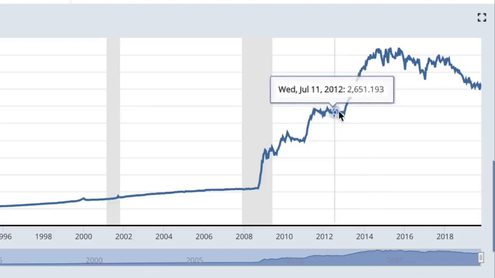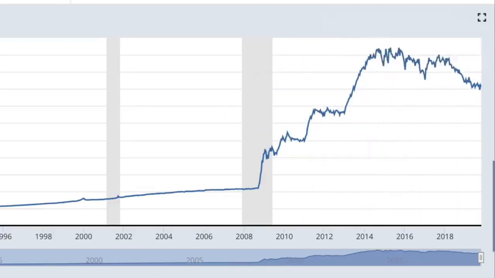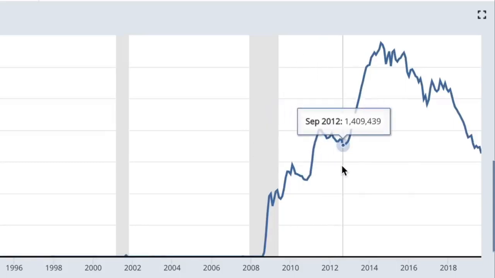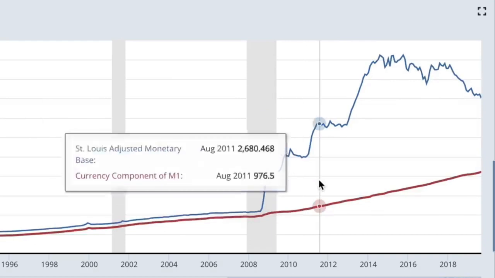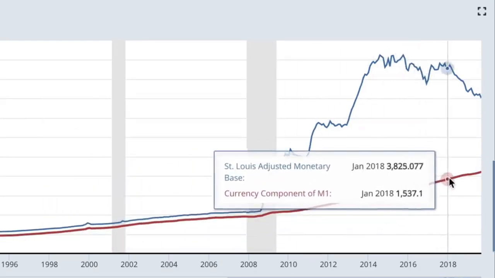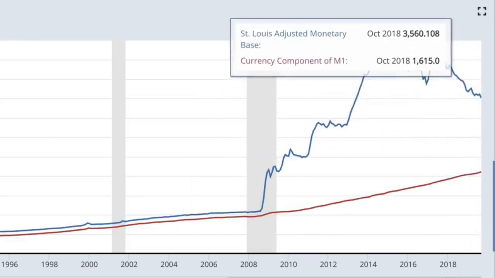And notice that these steps here are pretty much level. When you go over to excess reserves, these steps are very slanted. That's that currency leaking out into circulation. It's this brick-colored line, the red line, taking excess reserves away from base currency.